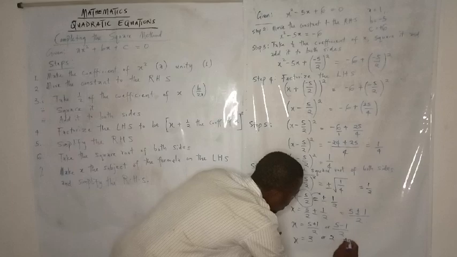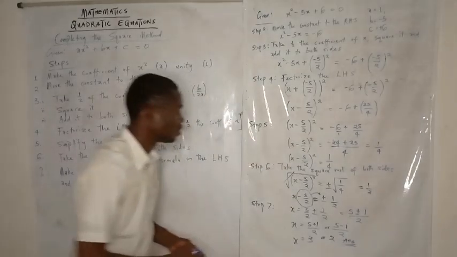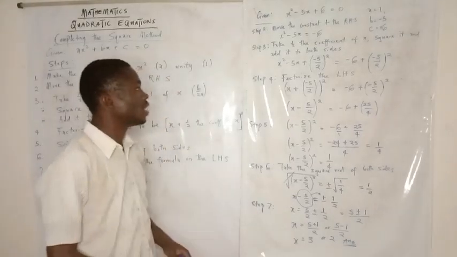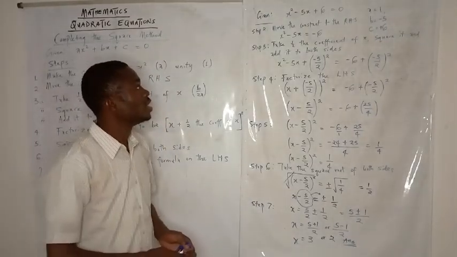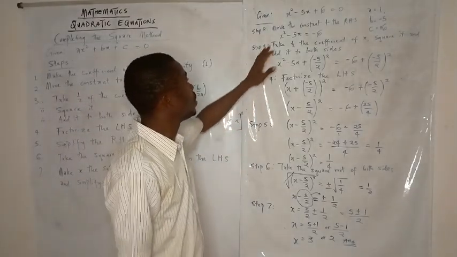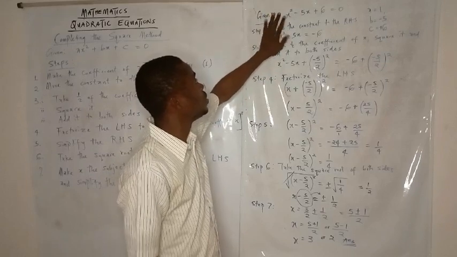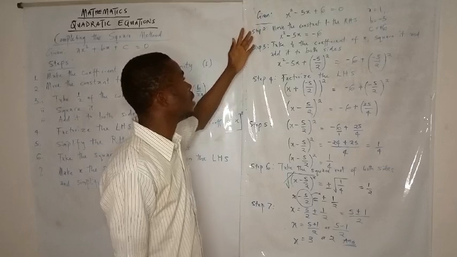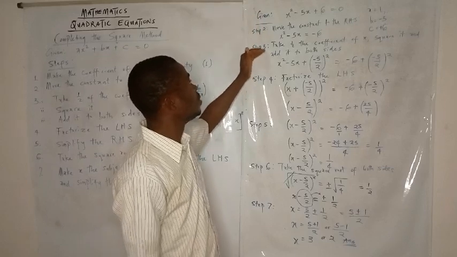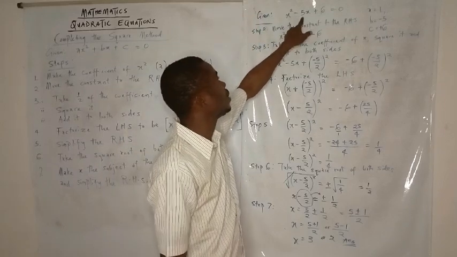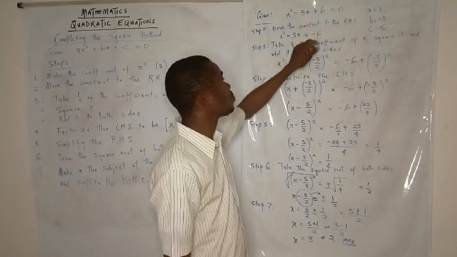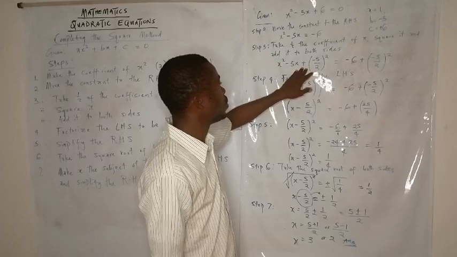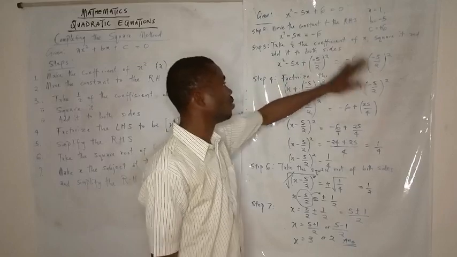So this will be our answer for this question. So x will be equal to 3 or 2. So this is how to go about it. The first step is to make A to be unity. And from our question, we have that our A is equal to 1, is unity already. And then we take half the coefficient of x, that's minus 5 over 2. We square it and we add it to both sides. So that's what we have here on the left hand side and on the right hand side.